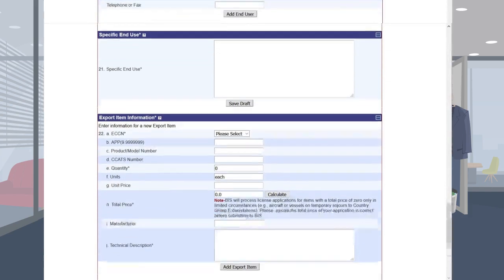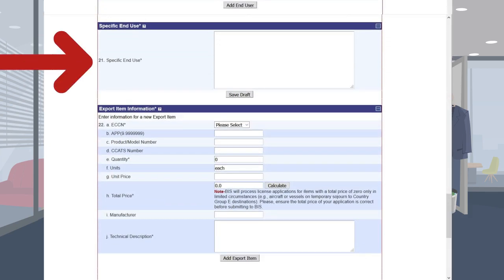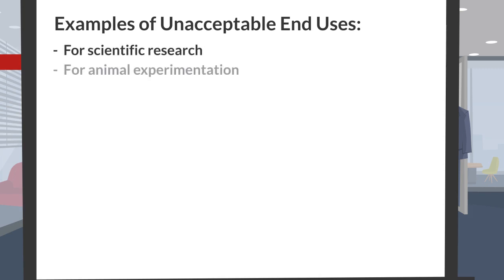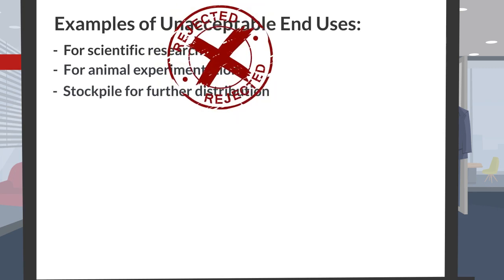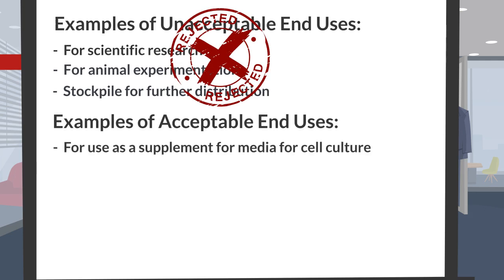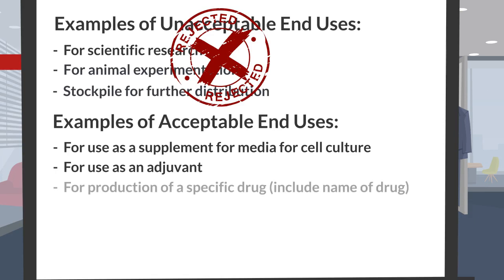For Block 21, your end use should be as specific as possible. Unacceptable end use descriptions include for scientific research, for animal experimentation, stockpile for further distribution, etc., because they are too general. Acceptable descriptions include for use as a supplement for media for cell culture, for use as an adjuvant, for production of a specific drug.